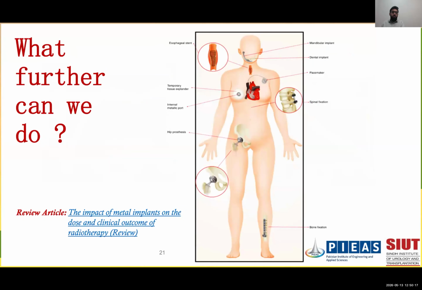So what further can we do? There is a study on the impact of metal implants on the dose and clinical outcome of radiotherapy. This is a review article that has been published, and this figure has also been taken from their study. It shows a spinal fixation, a hip implant, an internal metallic port, temporary bone fixation. These are all implants that can be studied for research, for educational purposes, even for clinical purposes. For dental implants, several studies have been performed earlier, but using the ICRP-145 phantom, it can be done on that as well.